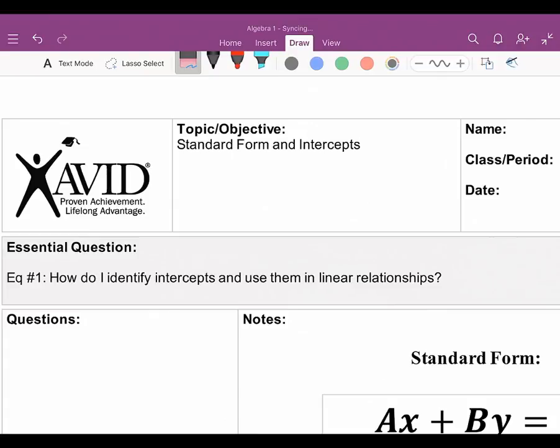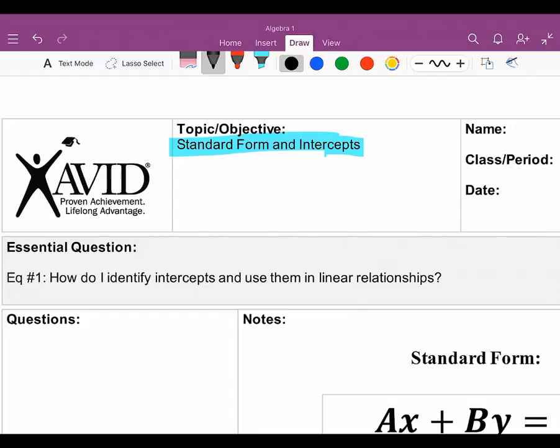Hey guys, so today's topic is going to be over standard form and intercepts, alright? We're going to talk about two types of intercepts, the x and the y intercept, and just briefly go over standard form. Alright, we won't be solving or writing in standard form, but we're going to be using the standard form to find the x and y intercepts.